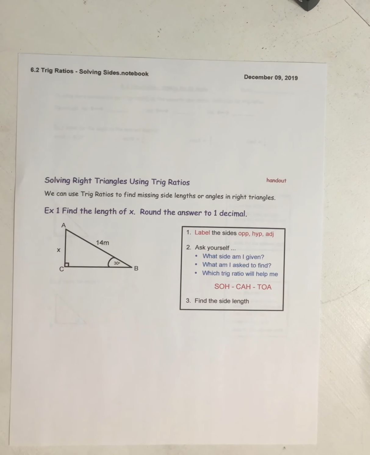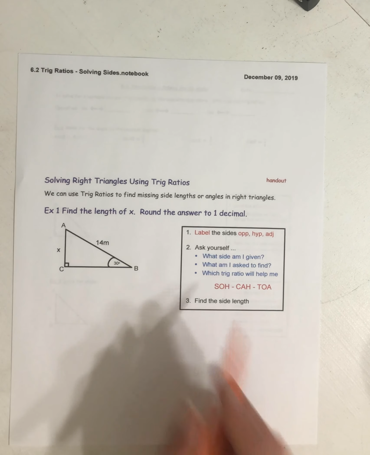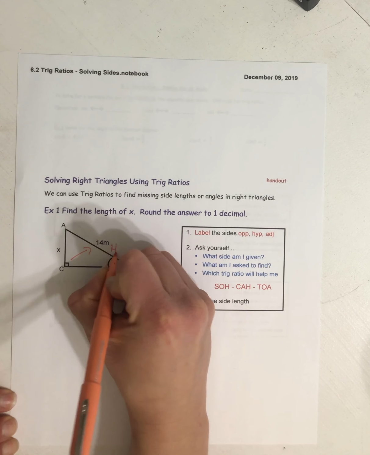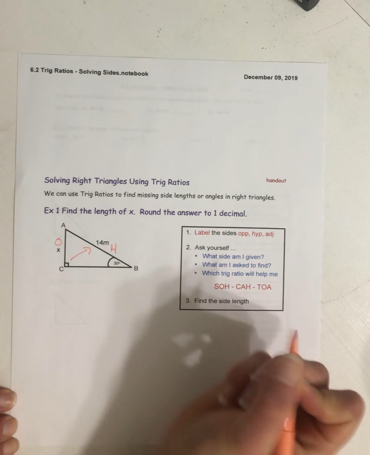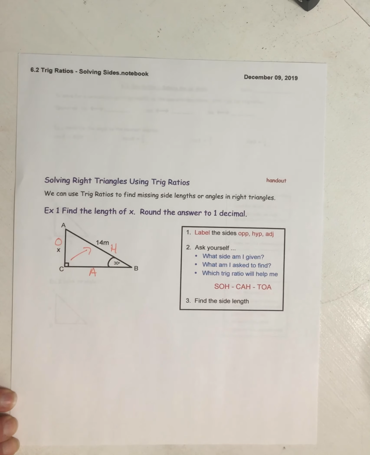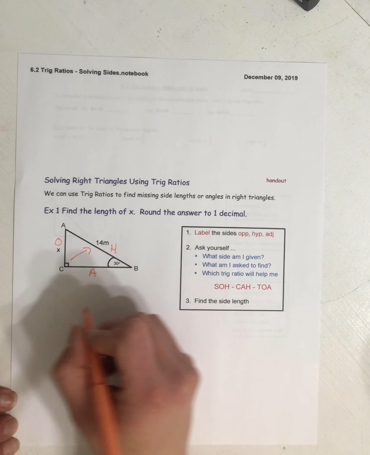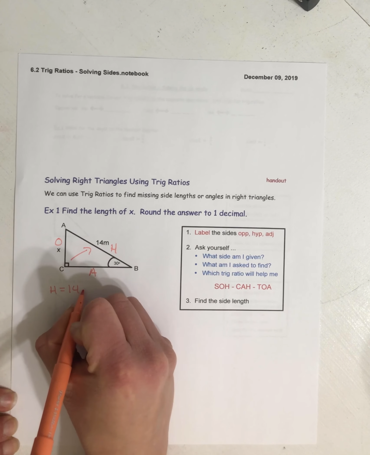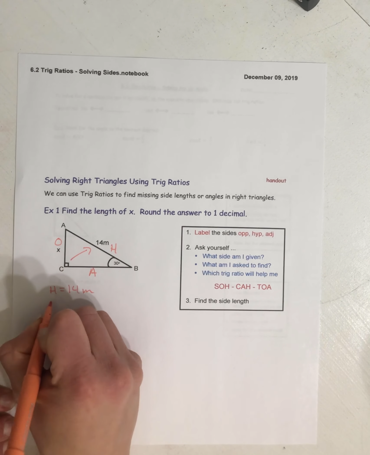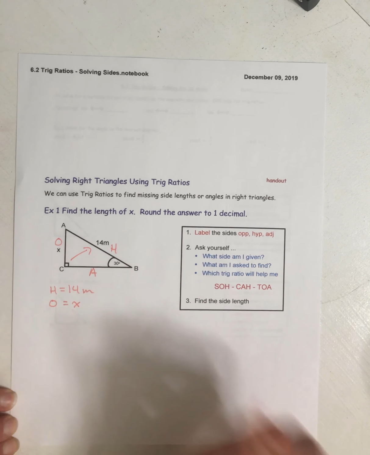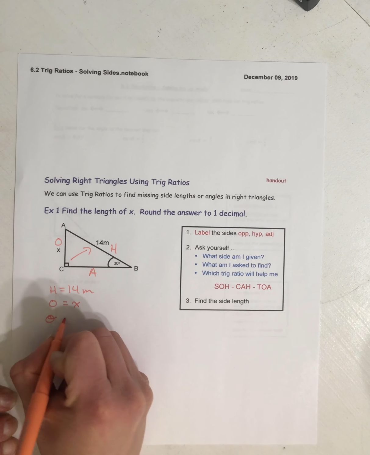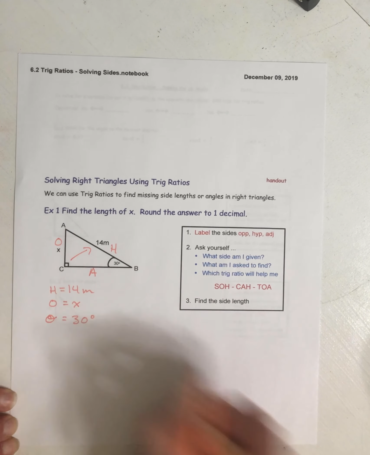We're going to do one more practice question, and we're going to do the exact same steps. Right, so go label my sides. This one is opposite, and this one is adjacent. And then I'm going to write the information I have down. So I'm going to have my h is equal to 14 meters. My o is my x. And then my theta is equal to 30 degrees.